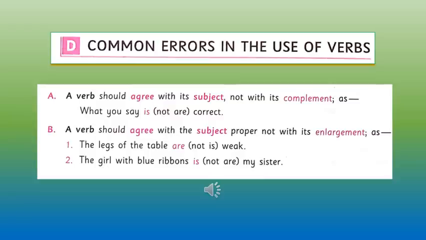The first one is: a verb should agree with its subject, not with its complement. An example is given: what you say is correct. Usually we use the auxiliary verb are along with the subject you, but our concern is not about you. What you say is our concern. That is the subject. So the verb should be is. Okay, what you say is correct. We should not use what you say are. That is wrong.